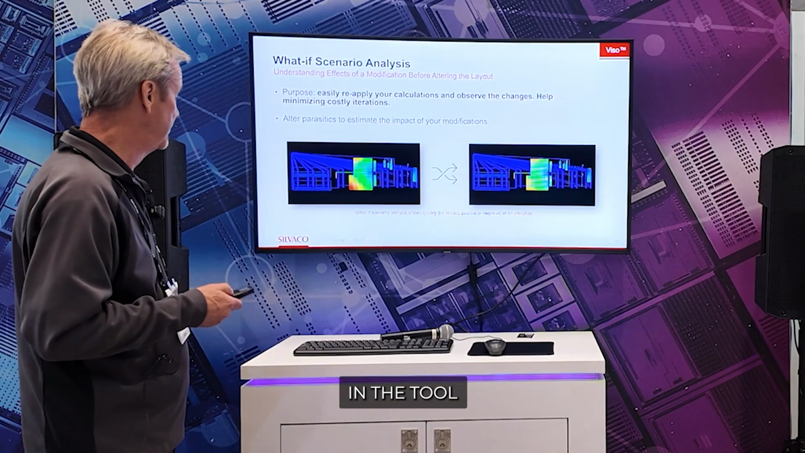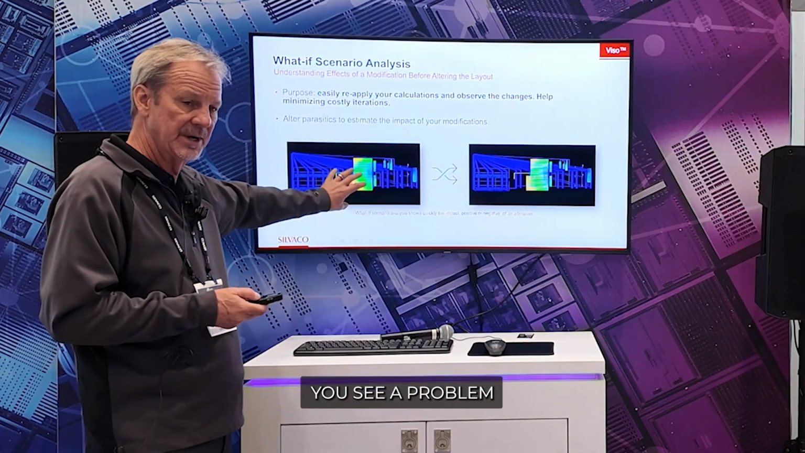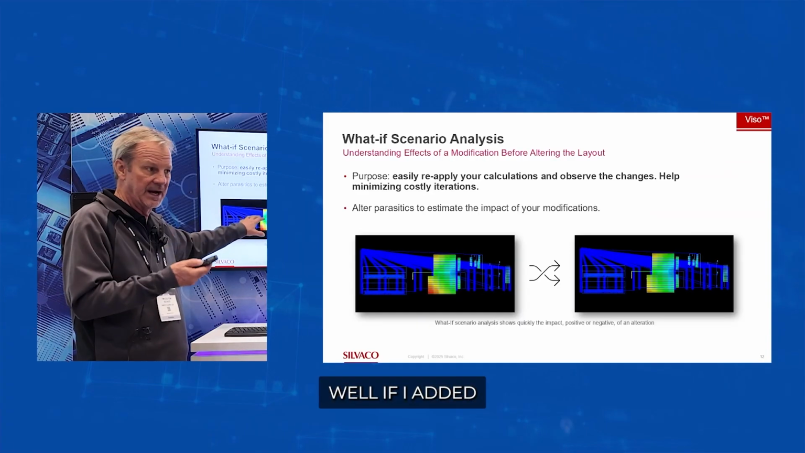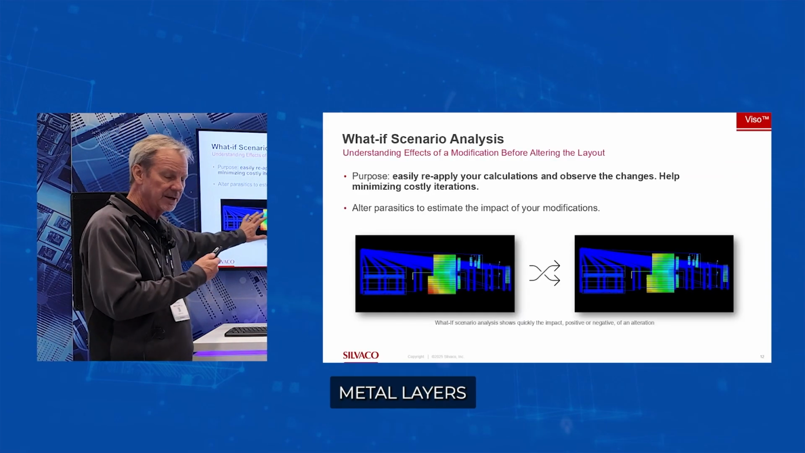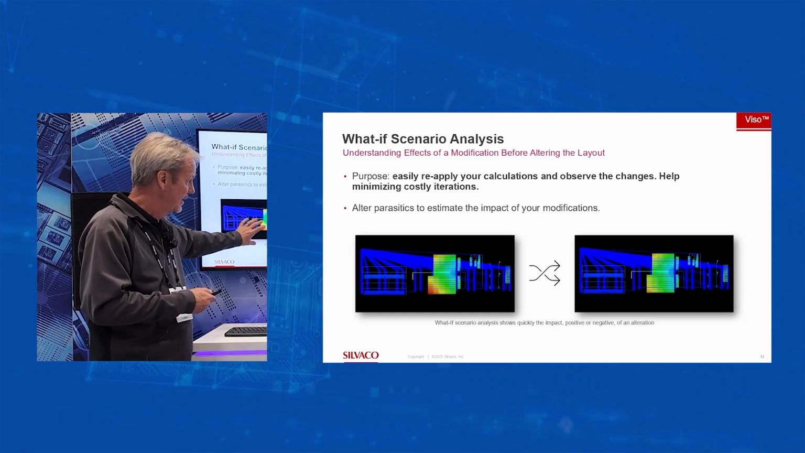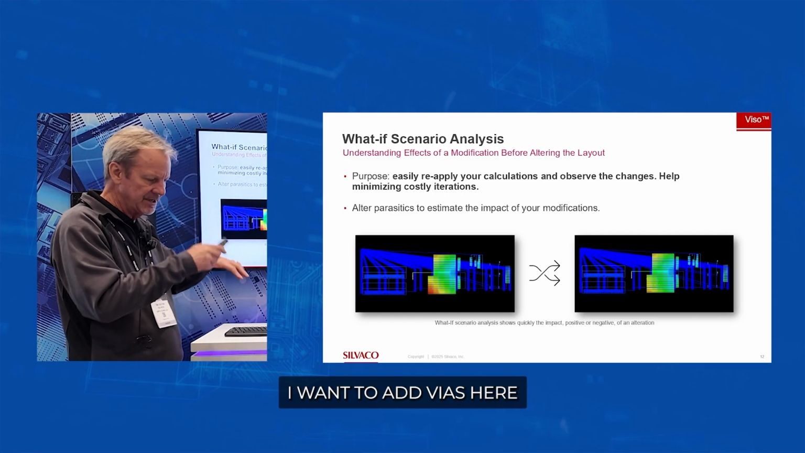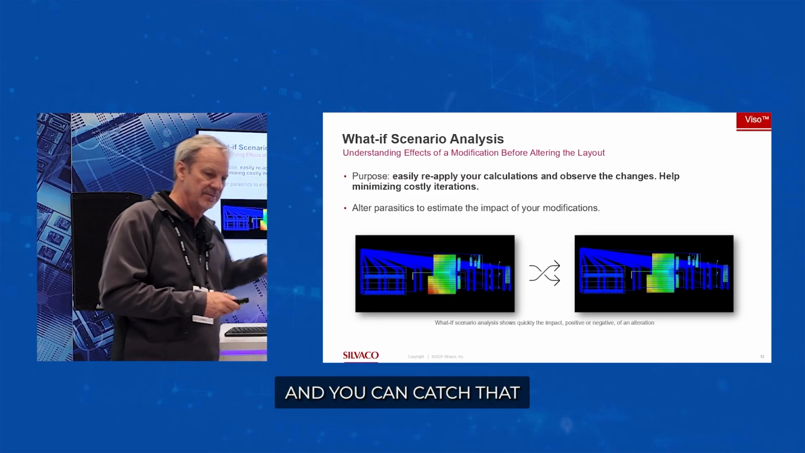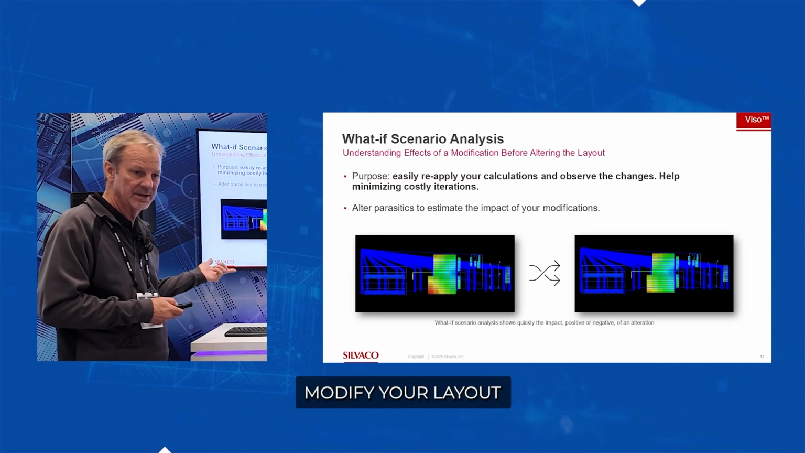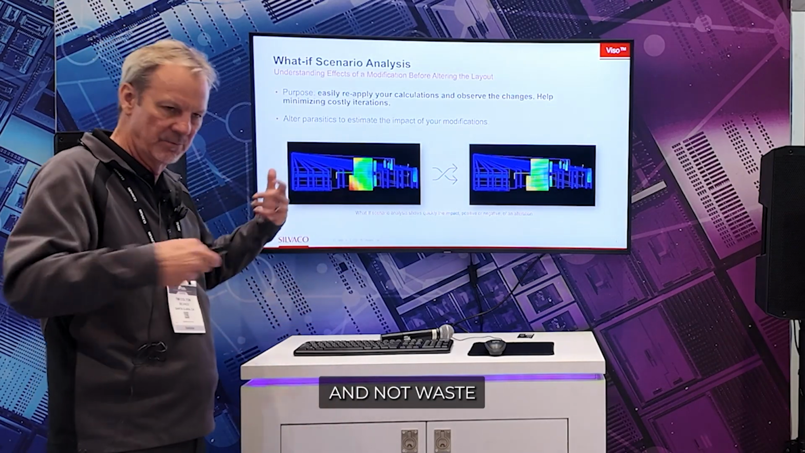Another feature in the tool is what-if analysis. You look at your design, you see a problem, and you can say, well, if I added 4 more vias or changed metal layers in this area, what would it look like? And you can type it in, say I want to add vias here, and then you do another analysis and you can catch that before you have to go modify your layout. So the whole idea here is to catch everything before you go to your simulations and not waste a lengthy simulation runtime.